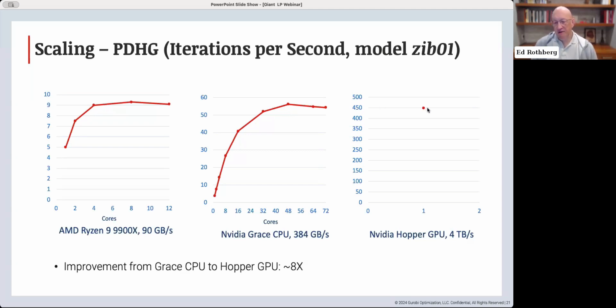By contrast, if you look at the Hopper GPU, the GPU in the Grace Hopper system, we get about 450 iterations per second for PDHG on this model. That's about a factor of 8 faster than what you get from the CPU inside the same Grace Hopper system. So that's quite a substantial difference.